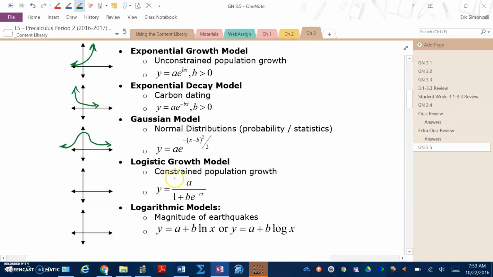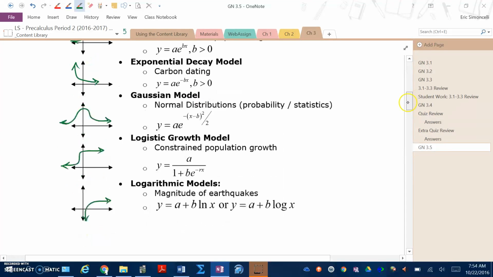The log growth model, in other words, a constrained population growth, and again, here's the equation for that. Looks something like this. And then lastly, the logarithmic model, a magnitude of an earthquake scenario possibly would look something like this. Okay. Typical log or natural log function, actually. So those are the 5 basic types of functions and models you'll need to be aware of. Really only the first 2 you'll need to absolutely memorize those equations, which you probably already do. Moving on.